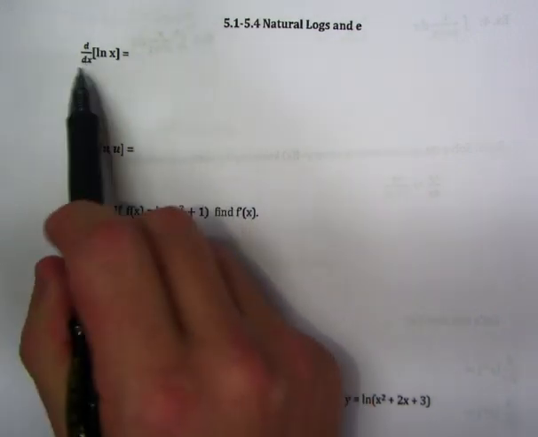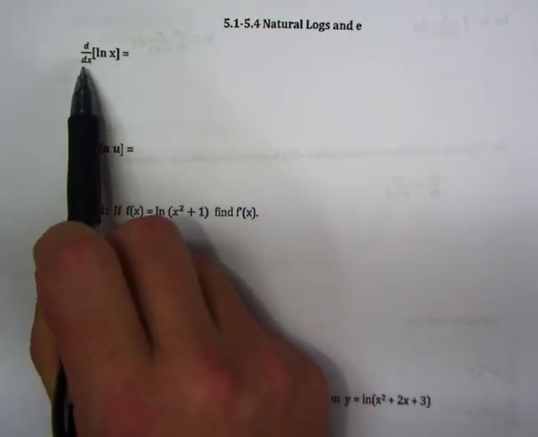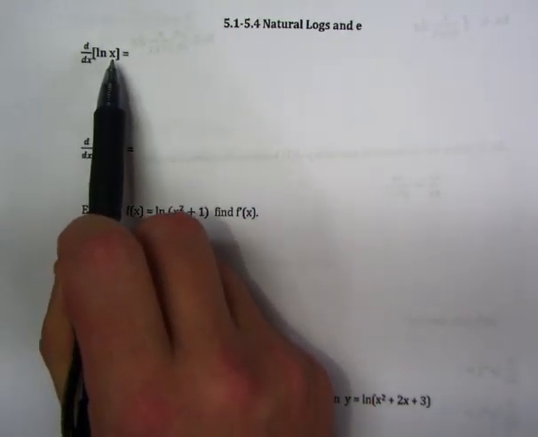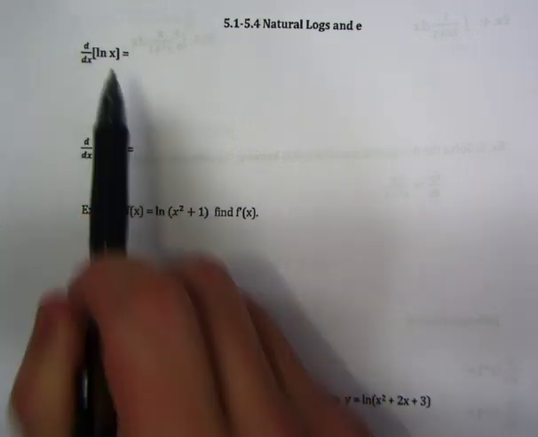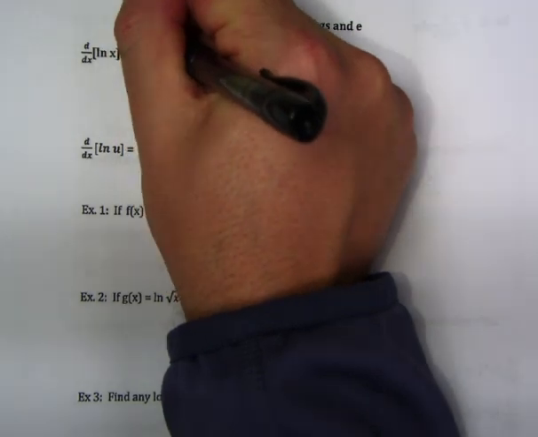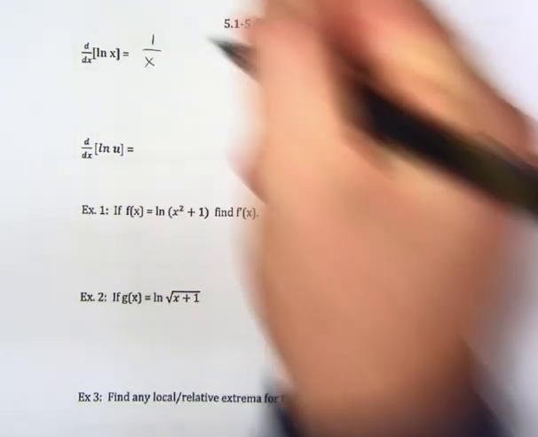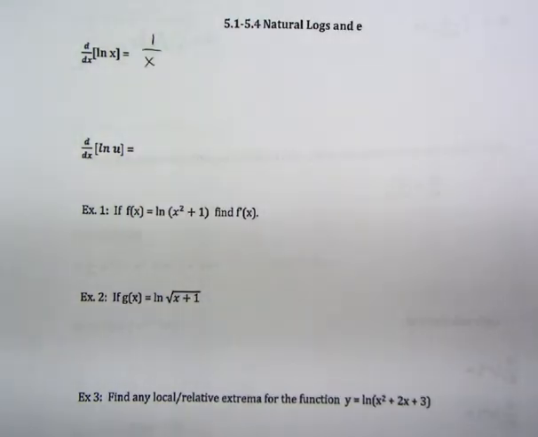So let's start. We want to find the derivative of the natural log of x. Pretty easy derivative rule. If I want to find the derivative of the natural log of x, all it is, 1 over x. The derivative of the natural log of x is 1 over x. And again, that's just something you're going to have to remember.